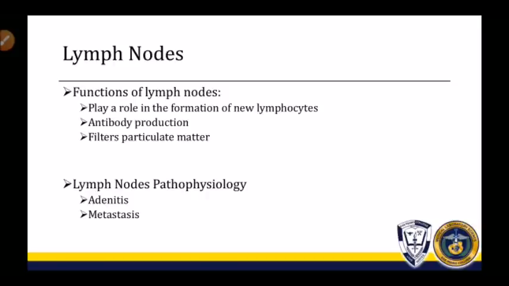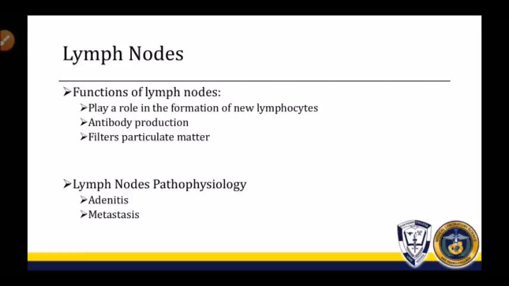So the next hematopoiesis-related organ is the lymph nodes. What are the functions of the lymph nodes? The lymph nodes play a role in the formation of new lymphocytes, particularly B lymphocytes. The lymph nodes, as a secondary lymphoid organ, are also a site for antibody production. And the most well-known function of the lymph node is that it filters particulate matter. In fact, the lymph node is dubbed the dump site of the body.